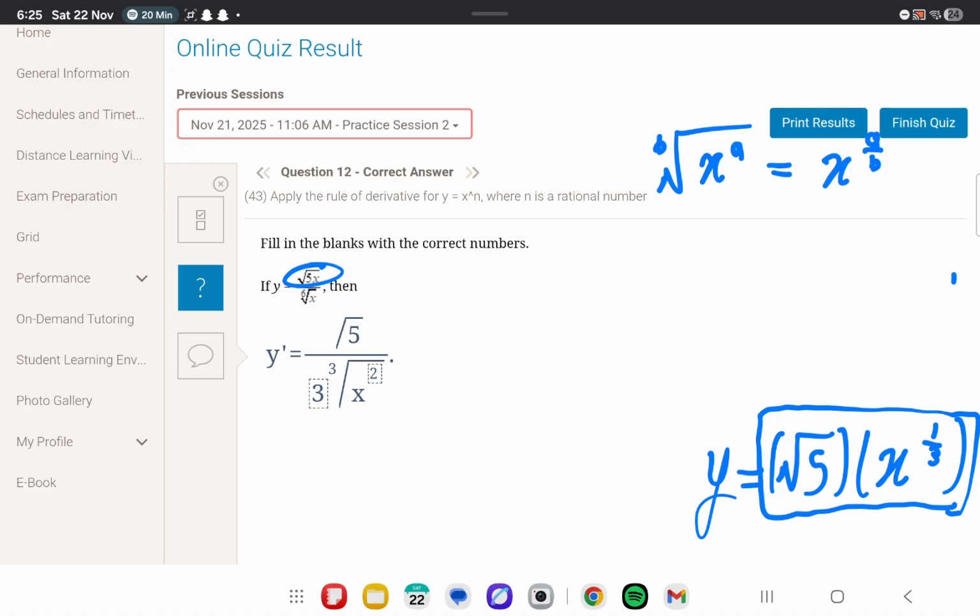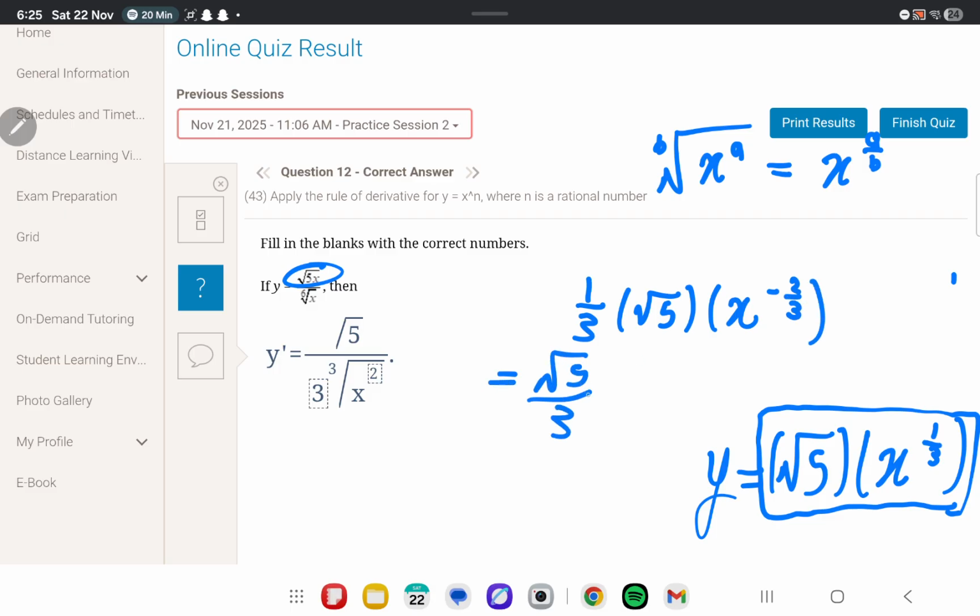Look, derive this. You're going to get 1 over 3 times radical 5, because you took the 1 over 3 down, into x to the power of 1 over 3 minus 1, negative 2 over 3. So what's this equal to? This is equal to radical 5 over 3. Remember, a negative exponent means you take it down, so x to the power of 2 over 3 goes down in the denominator. Let me just fix this. So 2 over 3 radical 5.